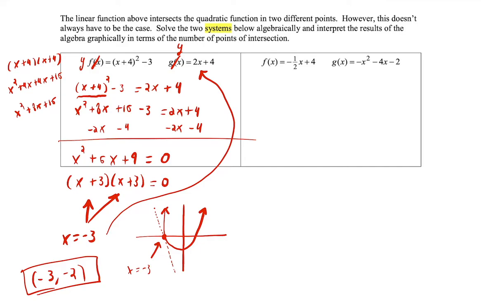What we could also see is the following case. If I have this system of equations, so I set these right-hand sides equal to each other, -1/2 x plus 4 is equal to -x squared minus 4x minus 2.